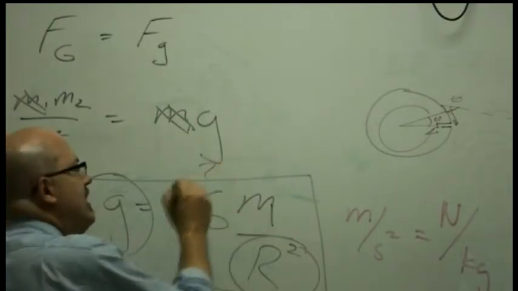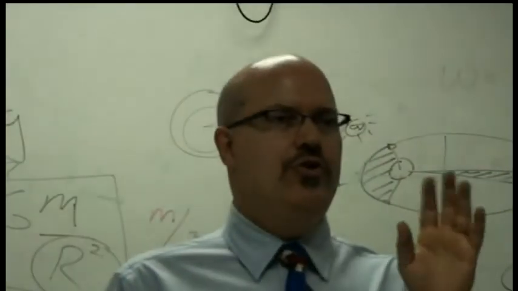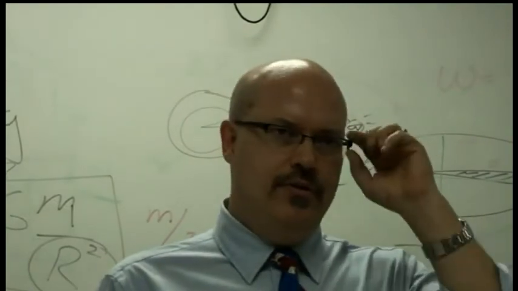Like, we know these two things. Here's the problem, though. We don't know the mass of the Earth, and therefore, what Newton's problem was is he didn't know what G was. Newton could not find G. Newton could not find out what G was.